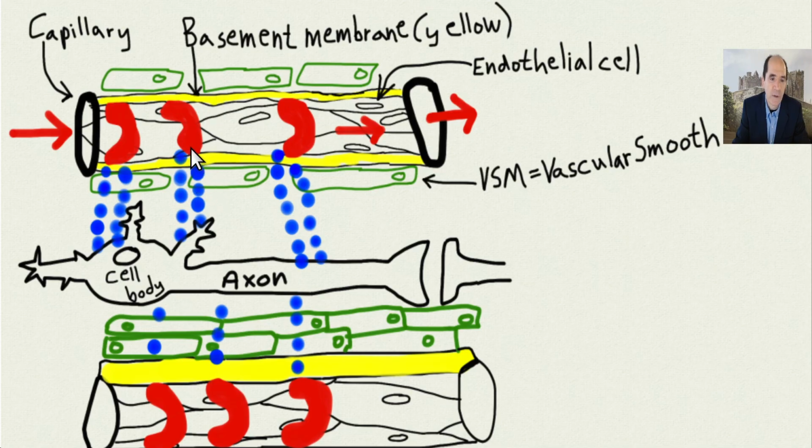The blue circles are the oxygen traveling from the red blood cell to the tissue, in this case an axon or neuron in the brain. In the setting of diabetes, you'll get a thickened capillary basement membrane. The yellow part here is thickened, and that's going to decrease how much oxygen is able to reach the tissues. So it decreases oxygen delivered to the tissues.